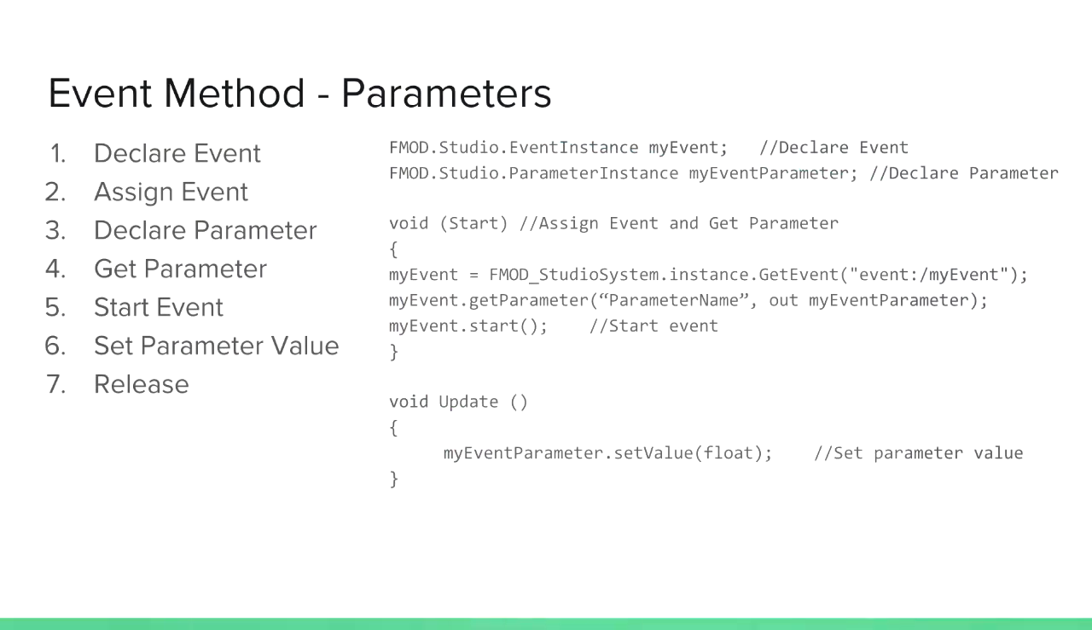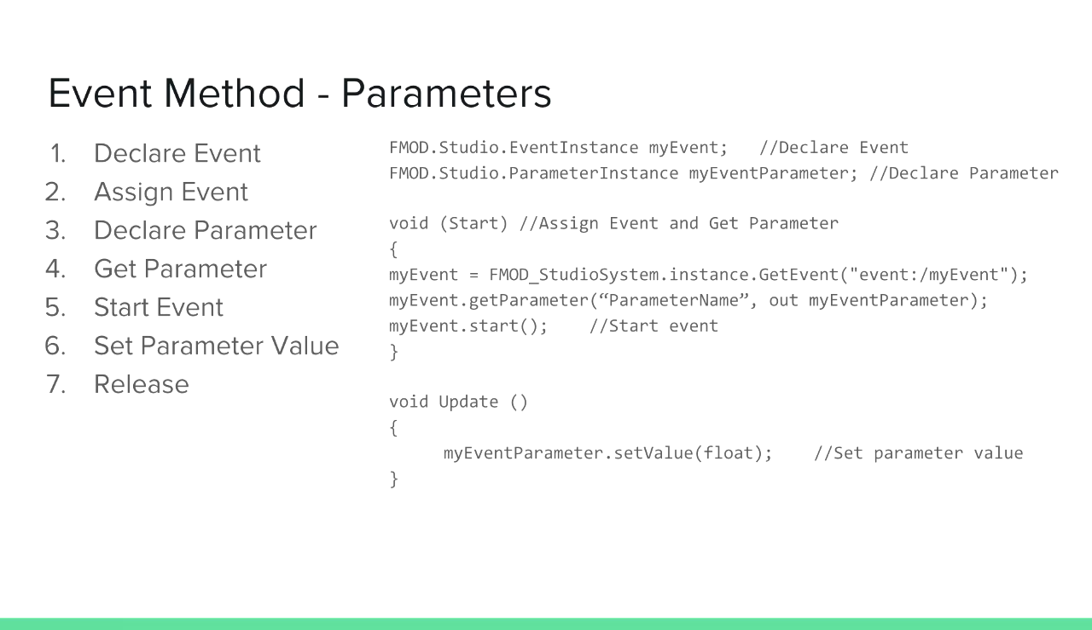Parameters. Remember, we created those parameters for the engine and for the Darth Vader music event. Using parameters is a little bit tricky to grasp because, remember, each event instance is unique according to the game. They all have their own instance of the parameters. So what you first have to do is declare an event instance, assign an event instance, and then get that event instance's instance of the parameter.